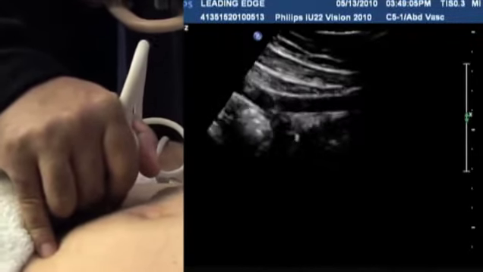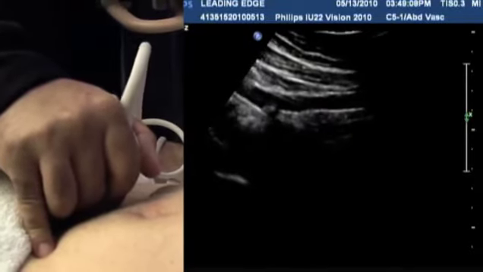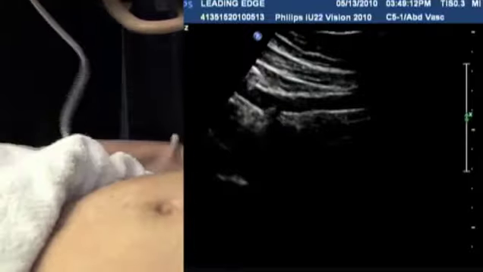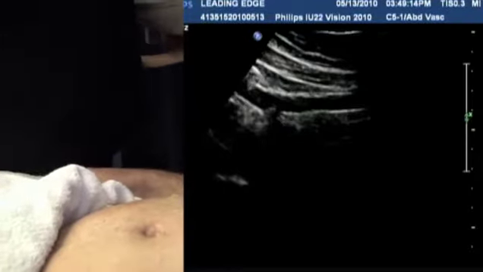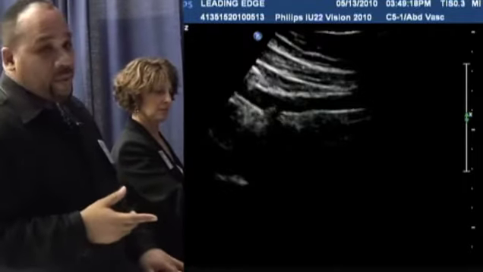What I'm going to do is work my way down now to the level of the common femoral artery. What I think we're going to do here is just actually freeze this image, because in this particular patient we may be able to image the distal external iliac and common femoral artery with a linear array transducer. So let's give it a shot.